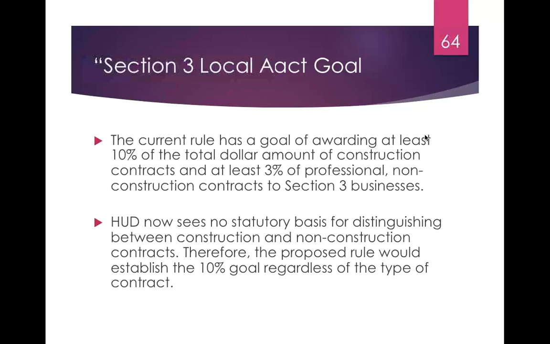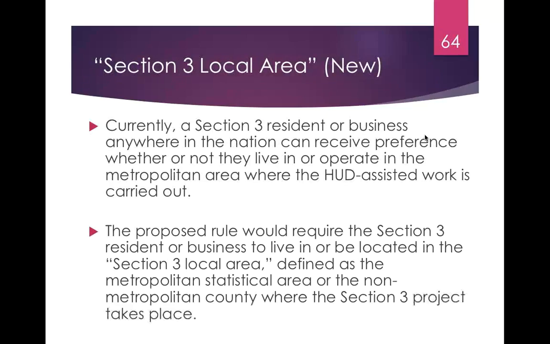Section 3 local area. Currently, a Section 3 resident or business anywhere in the nation can receive preference whether or not they live in or operate in the metropolitan area where the HUD-assisted work is carried out. The proposed rule would require the Section 3 resident or business to live or be located in the Section 3 local area, defined as the metropolitan statistical area or the non-metropolitan county where the Section 3 project takes place.